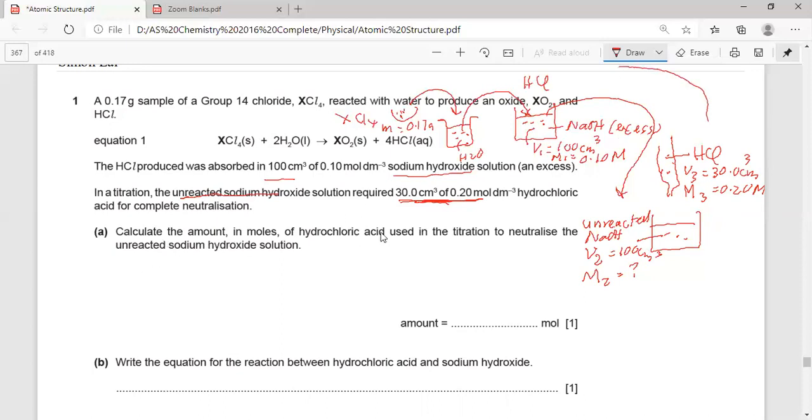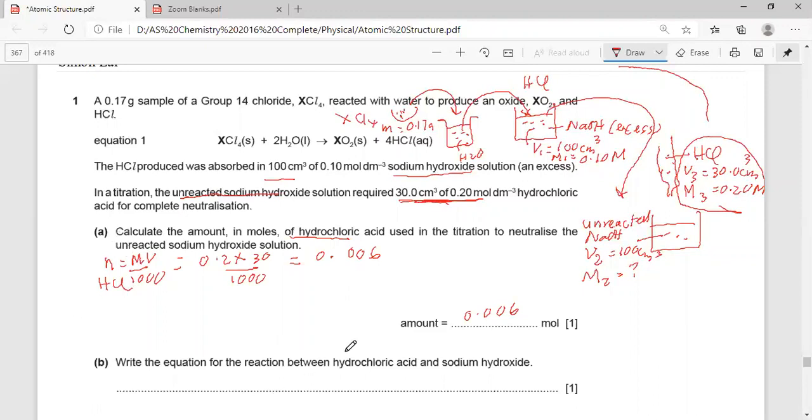Calculate the number of moles of HCl used in titrating the neutralized NaOH. Of course, this is the one now, right? So number of moles again equals MV over 1000. It's all the same thing. You just need to correct the picture. 0.2 times the volume, 30 over 1000, equals 0.006 moles. This is 0.006 moles of your HCl.